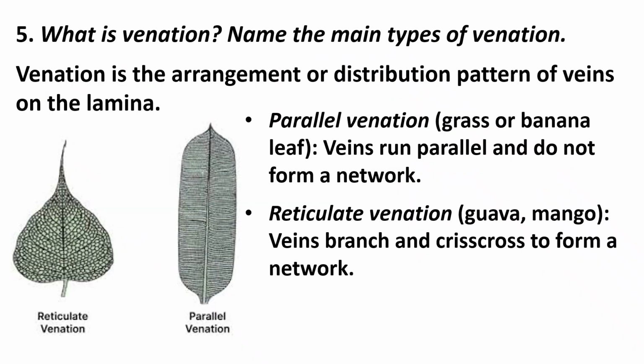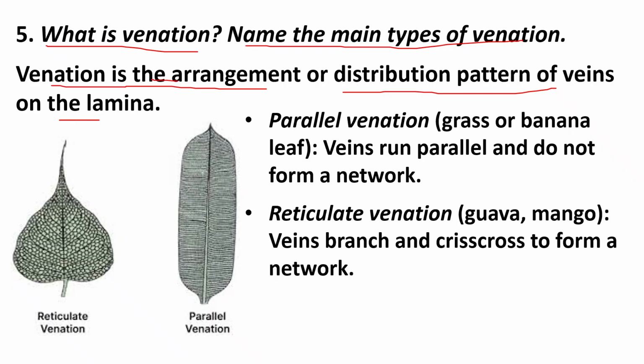And next, question number 5. What is venation and the main types of venation? Venation is the arrangement of veins or the distribution pattern of veins on the leaf lamina. The two main types: parallel venation, which you find in grass and also banana leaf. In parallel venation, veins run parallel and do not form a network.